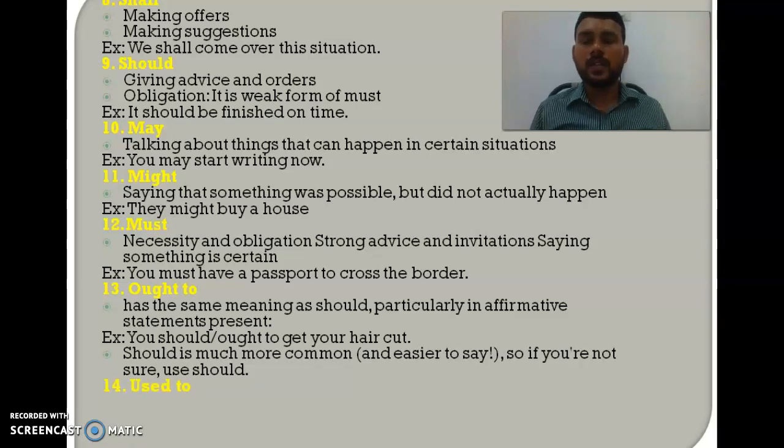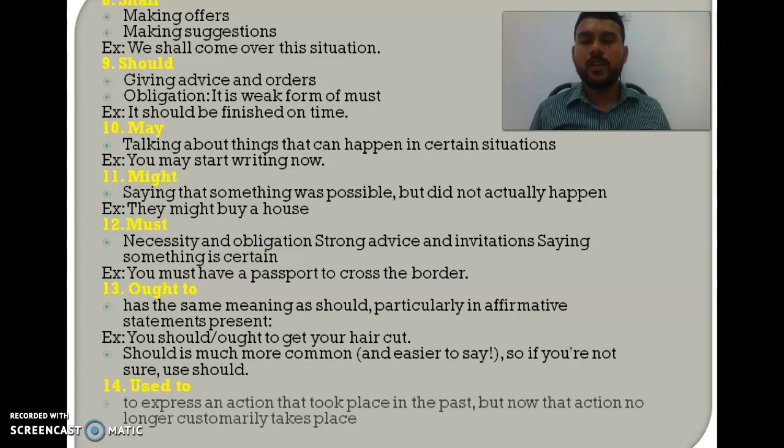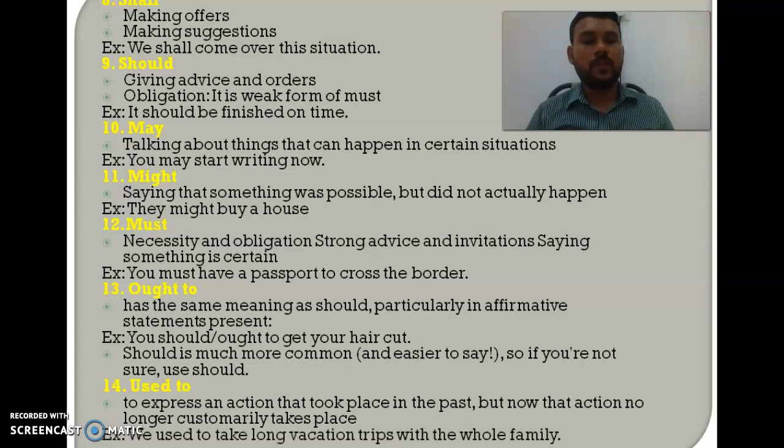The next word, the last word, is used to. It is basically used to express an action that took place in the past, but not now, no longer continuing in the present as a custom. For example, we used to take long vacation trips with the whole family. It was a past action, a past custom perhaps, but it no longer continues now. In this way we use used to.